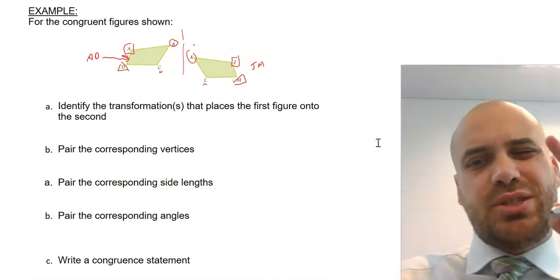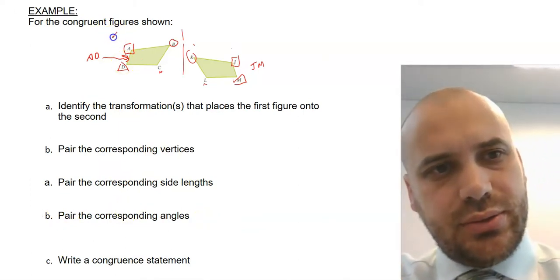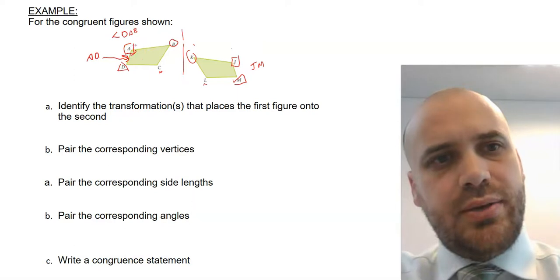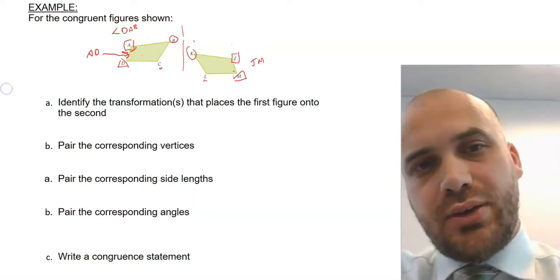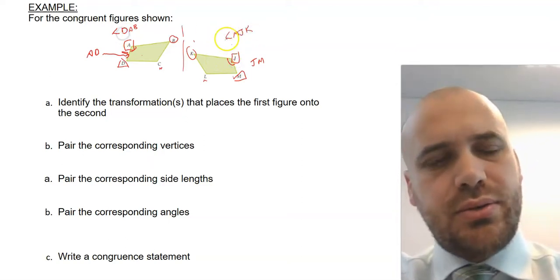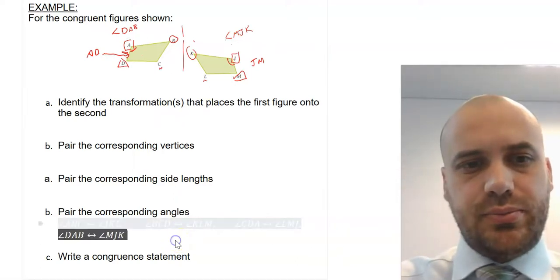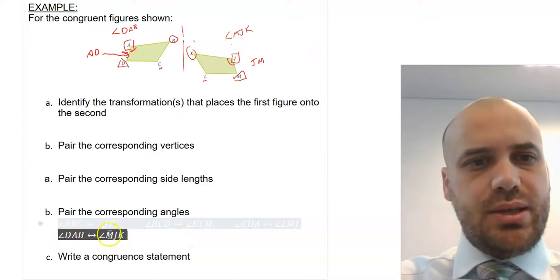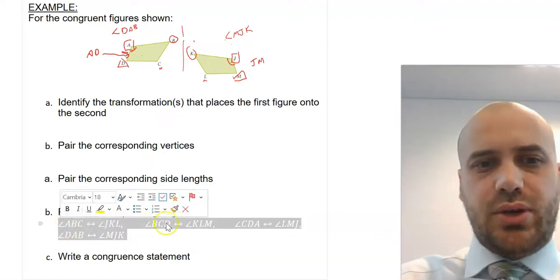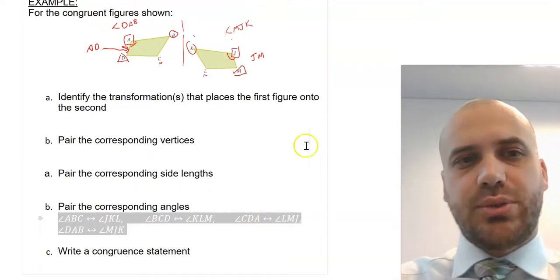The next one's a bit tedious. Pair the corresponding angles. So, for instance, angle DAB is this angle here, and we can match angle DAB with angle MJK. These two match up. And of course there are four corresponding angles that we can match up. Let's see where they are. So I just did DAB and there's MJK, and you can see that there are three others as well, all hiding down here.